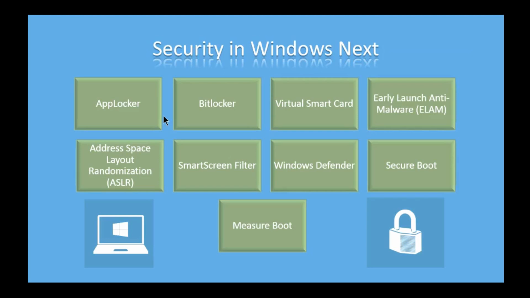So security in Windows Next, you should know about AppLocker. We talked about BitLocker, the virtual smart cards. Right? You think smart cards, that's physical, but they have virtual smart cards. You've got early launch anti-malware. This is all what Microsoft is doing. This is all brand new stuff that we should be teaching. There's SmartScreen, Defender, Secure Boot, Measured Boot.